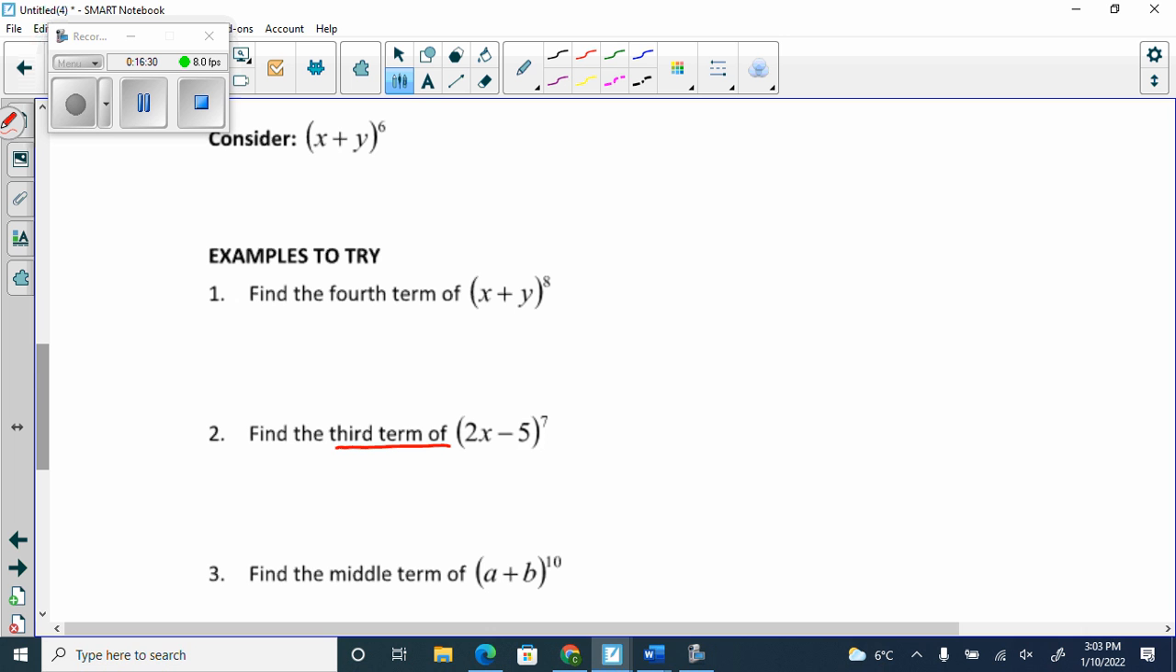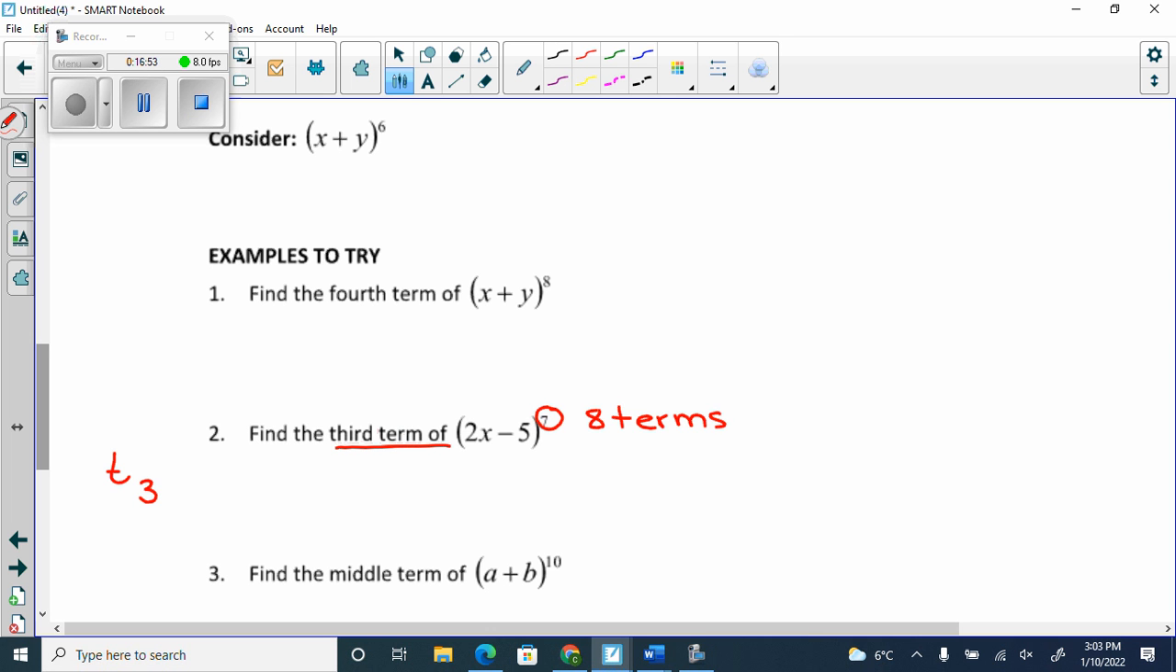How many terms would this one actually have? This one would actually have 8 terms. That would take a while. I wouldn't have given you enough room, correct? But am I making you find all 8 terms? No, I'm making you find the third term. So I want T3.